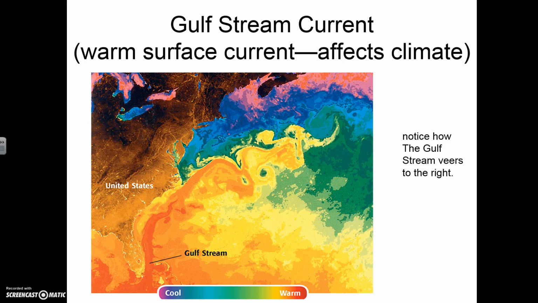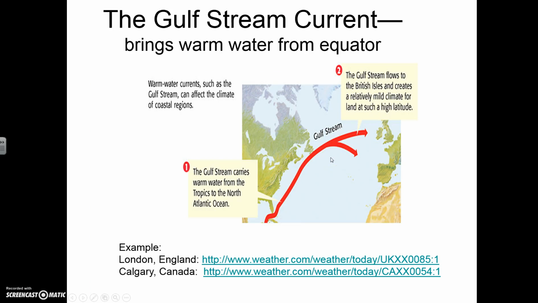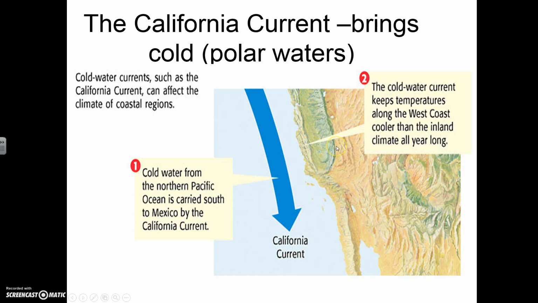This is another look at the Gulf Stream. It's a warm surface current, and of course it affects the climate. Notice how the Gulf Stream veers to the right, and that is because it is in the northern hemisphere, so it's going to the right, clockwise. It brings warm water from the equator. We already know this right there.